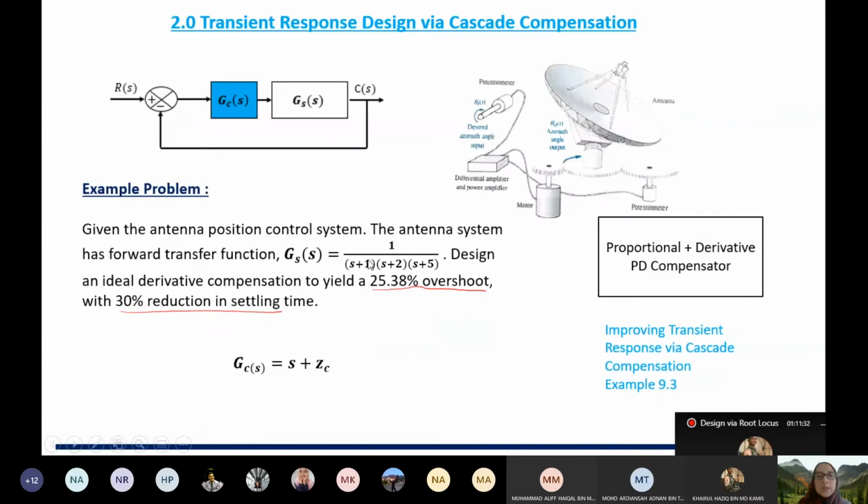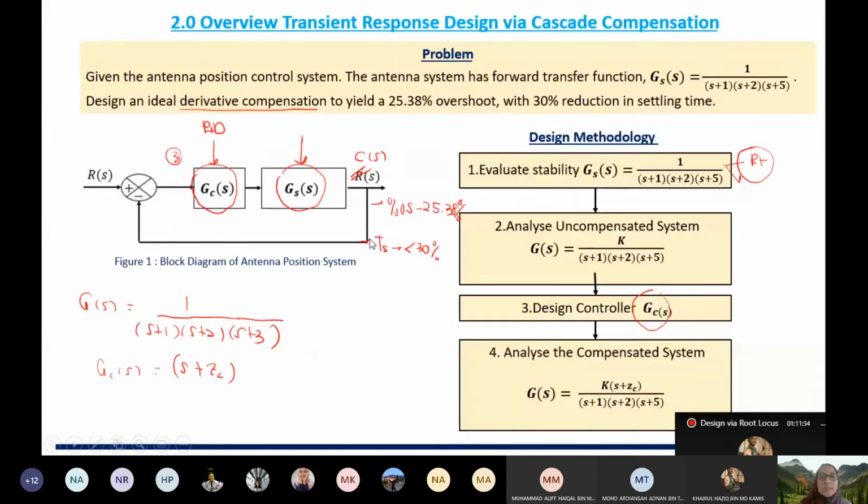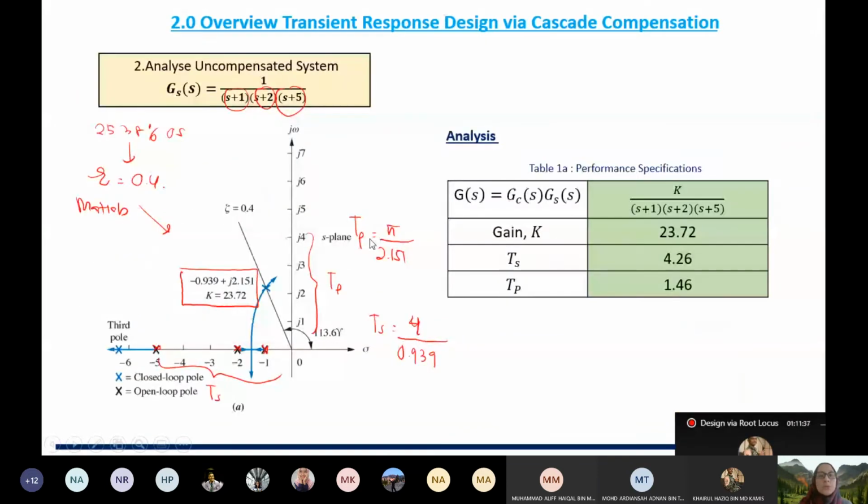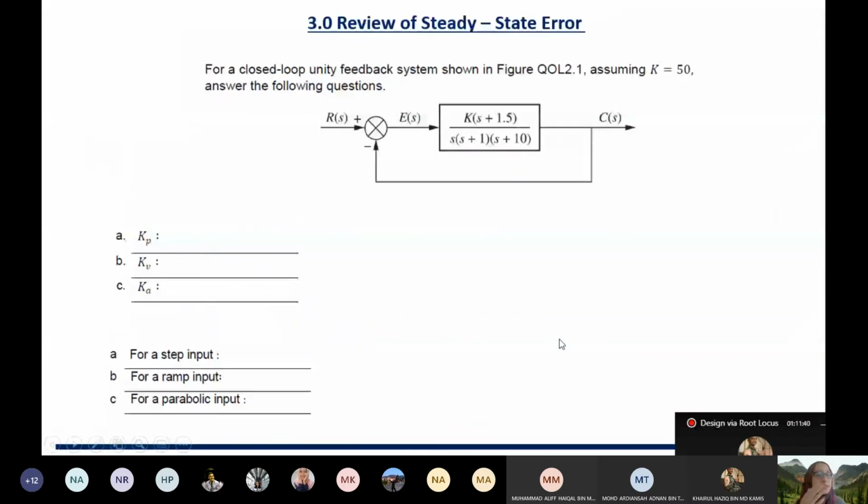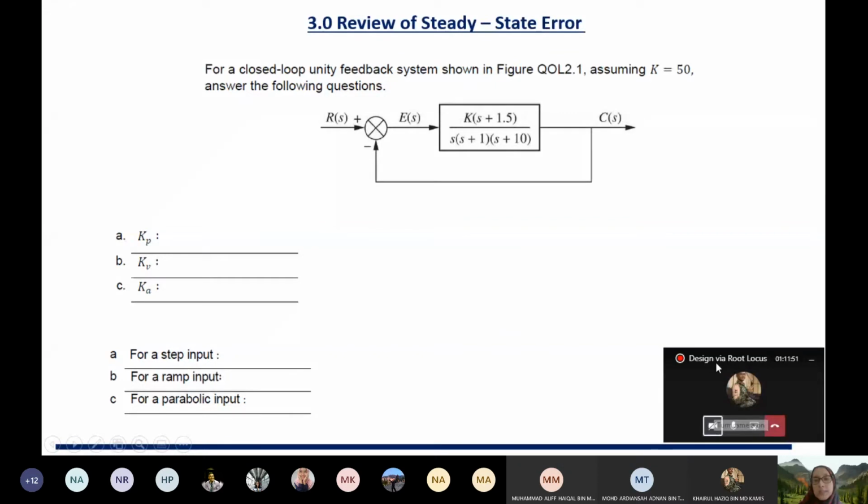So that's why I'm giving you the quiz first for the steady state errors, partly for you to do revision about the steady state errors and some important formulas that you need to know first before you are ready to design the controller that will improve the steady state errors. So this is actually some revision, the quiz that I give you.